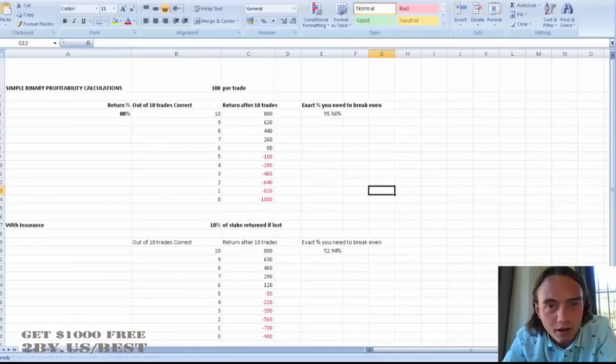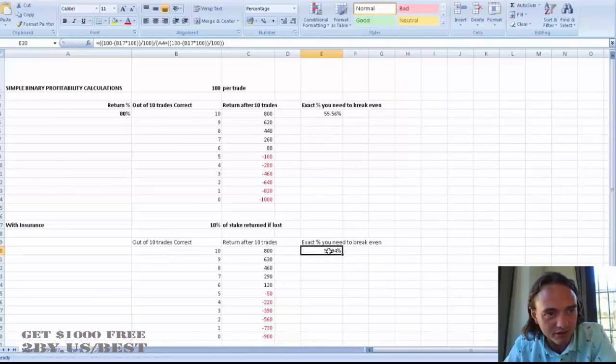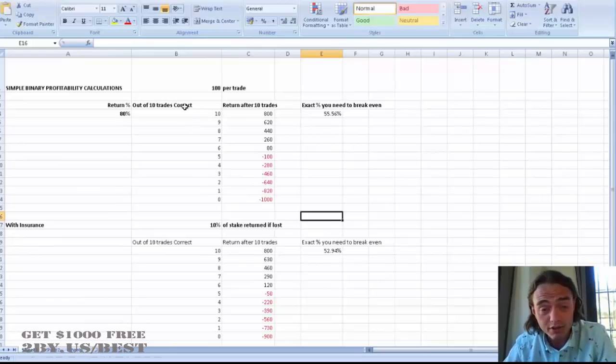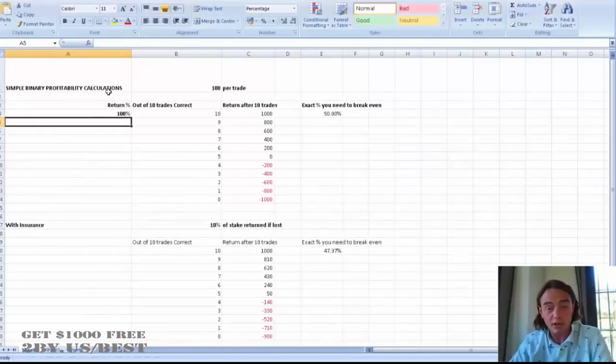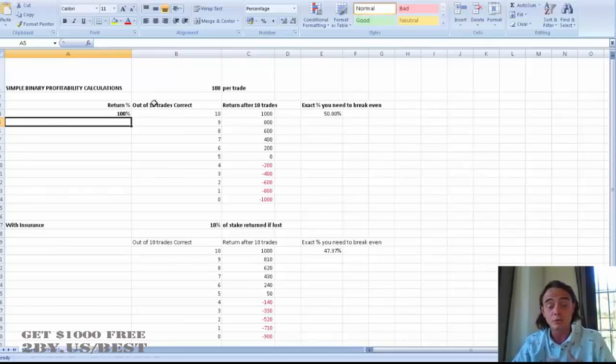Okay, so here's my simple binary profitability calculator. It's actually reasonably complex to get this. For example, look at that formula to calculate the break-even percentage. Basically, the higher the return, the less often you need to be correct to make a profit. Let's say that you're getting 100% return. So every time you're correct, you're getting 100% back. So you're doubling your money.